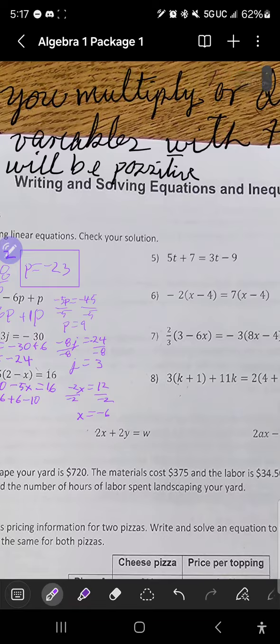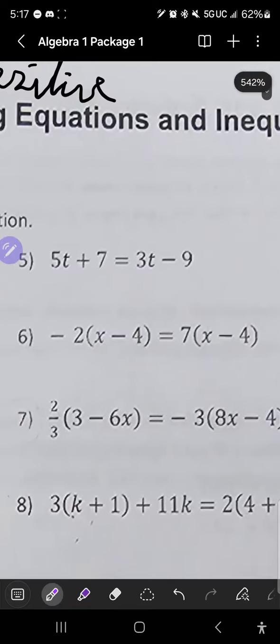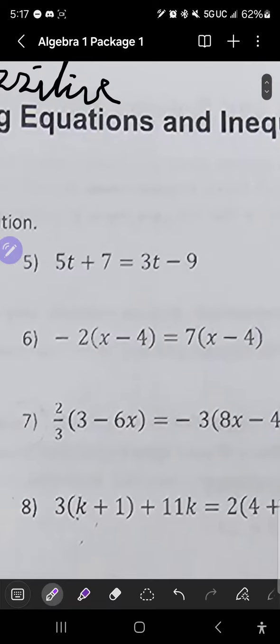Now for the next question. This is basically the same thing that we have been doing before. We subtract 3t here, and we subtract 7 here, and we get 5t minus 3t equals negative 7 minus 9.